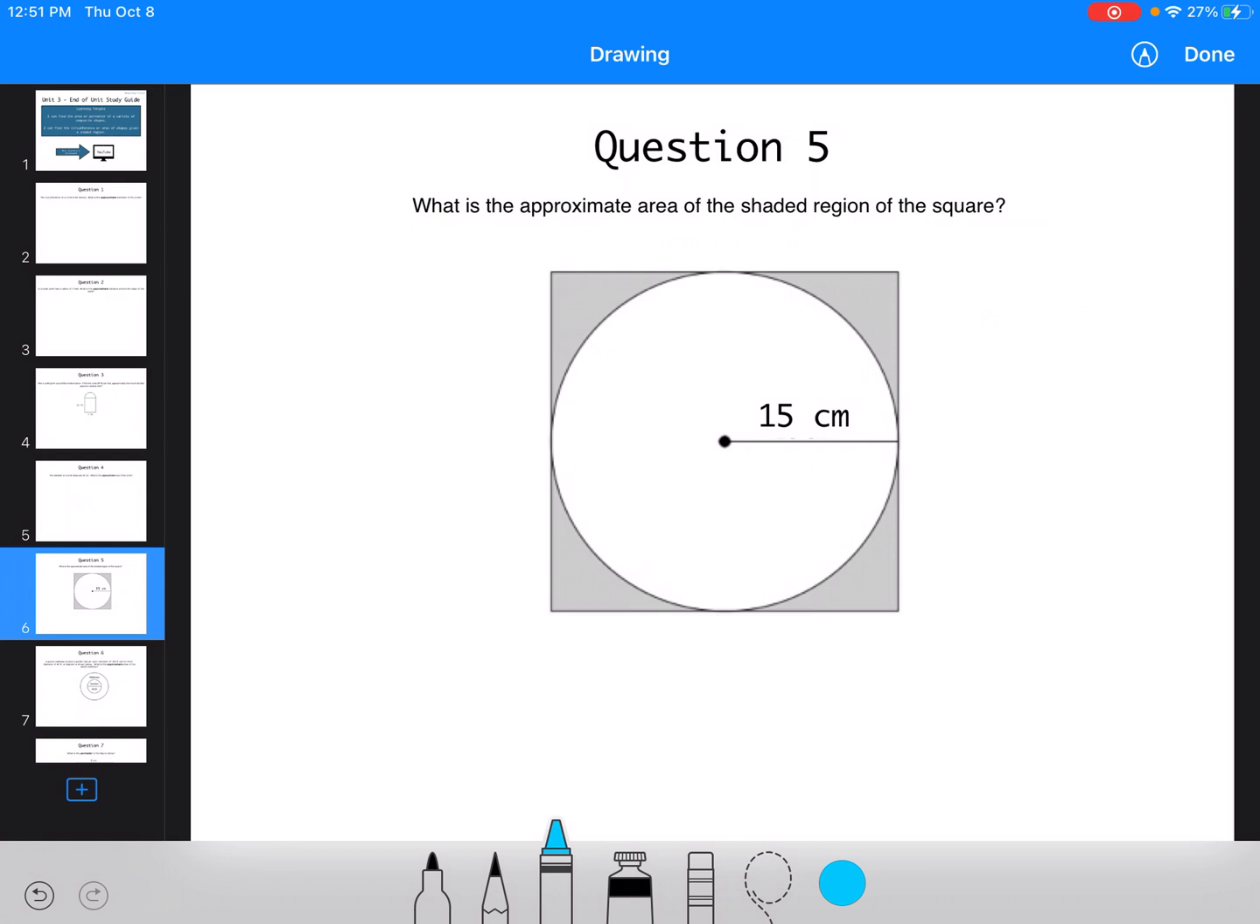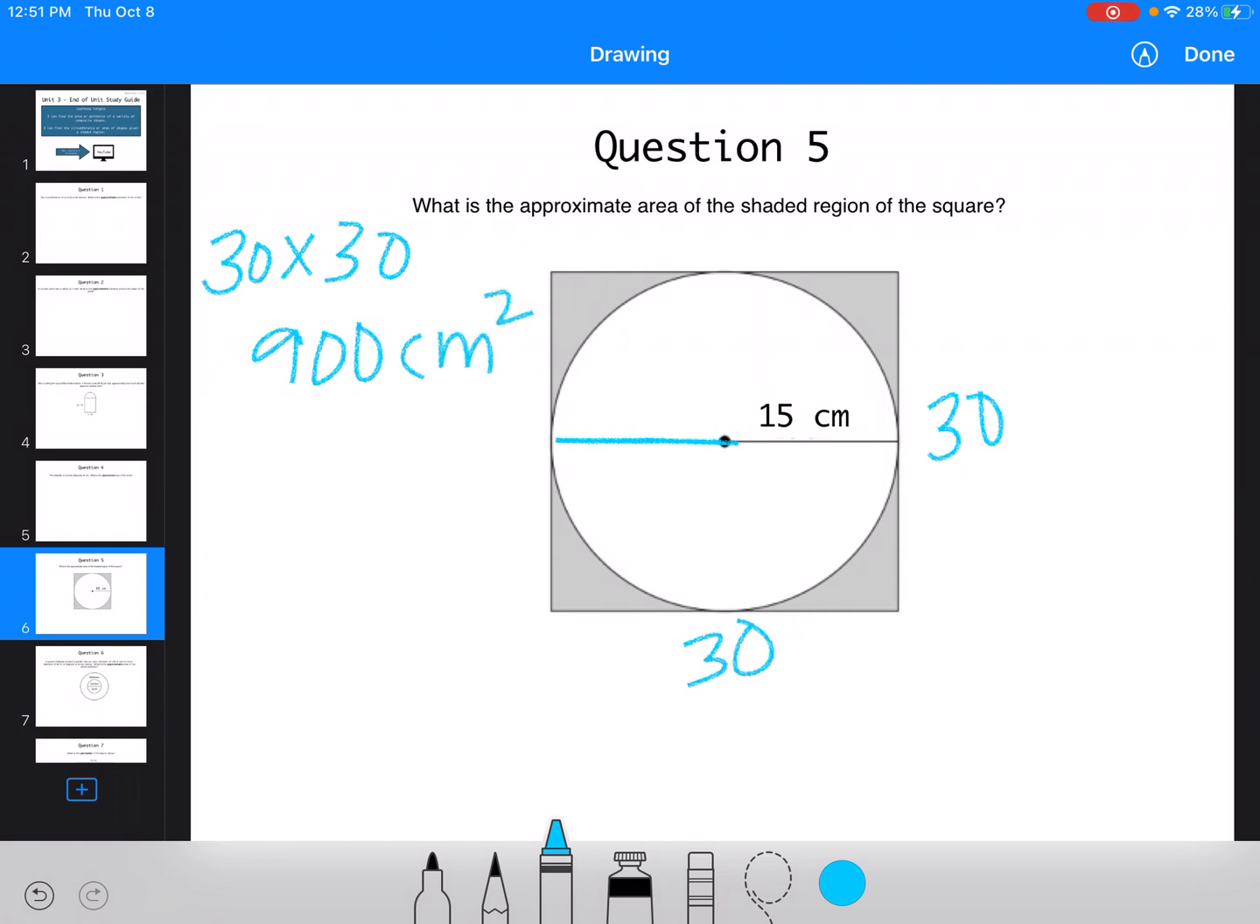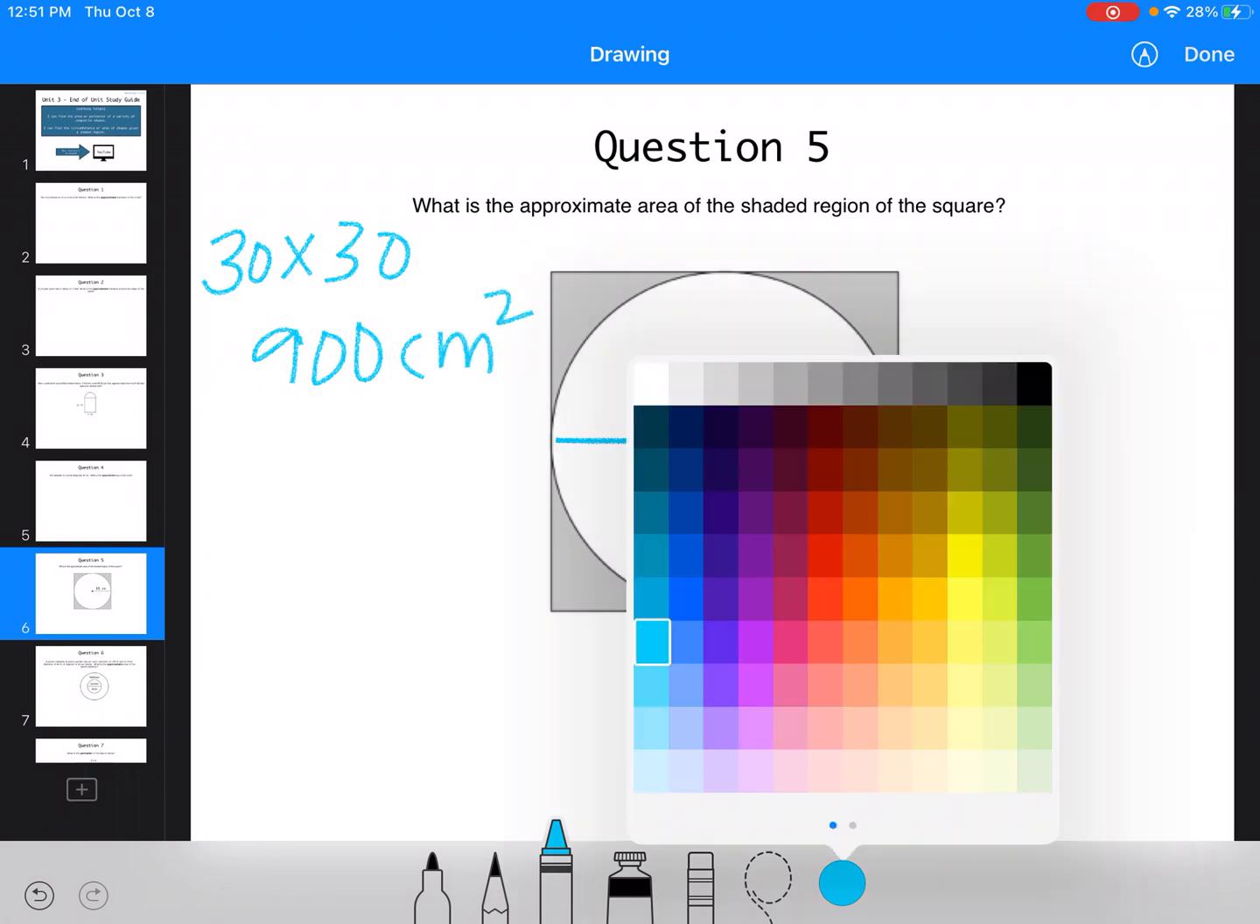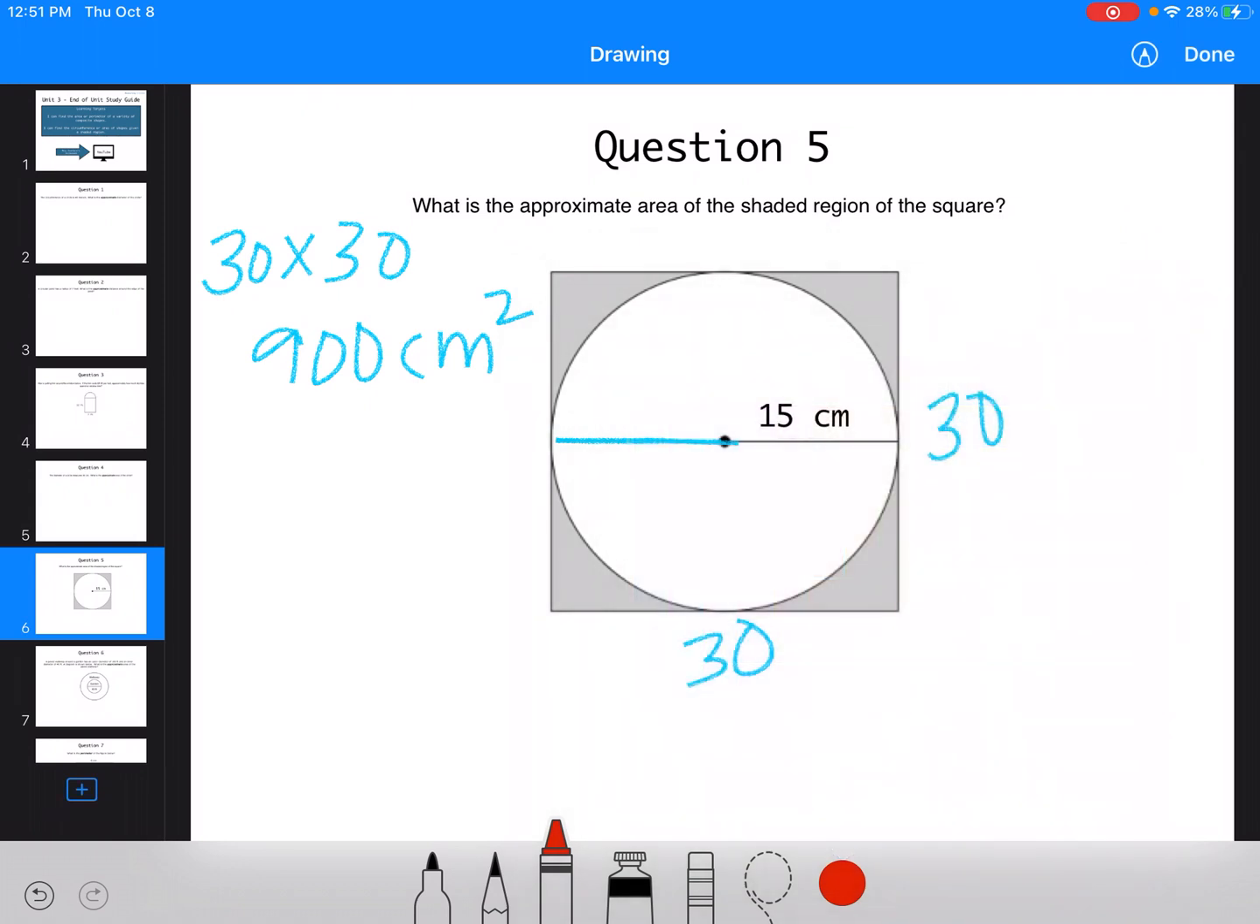So now I have an area of the shaded region question. Remember that the diameter is going to be the same as the side length. So that's 30, and this is 30. So the area of the square is 30 times 30, so I get 900, and it's going to be centimeters squared. So then I have to subtract out the circle. So I'm going to find the area of the circle. So pi times radius squared, 3.14 times 15 squared.